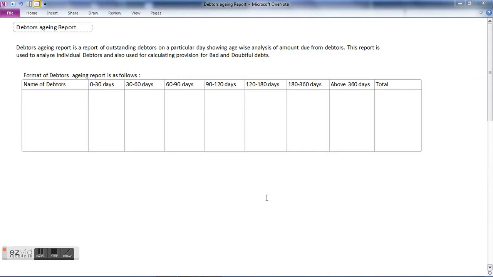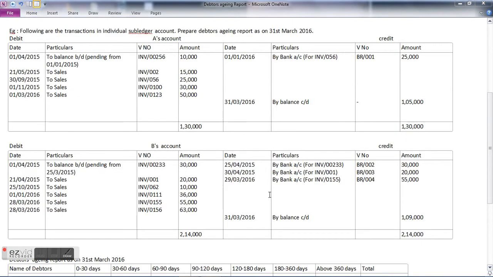Now let's see one example, and then let's see how to calculate a debtors aging report. So this is the example. Following are the transactions in the individual subledger account. Prepare the debtors aging report as on 31st March 2016. So you have details of two debtors, A's account is given and B's account is given. We need to prepare a debtors aging report.